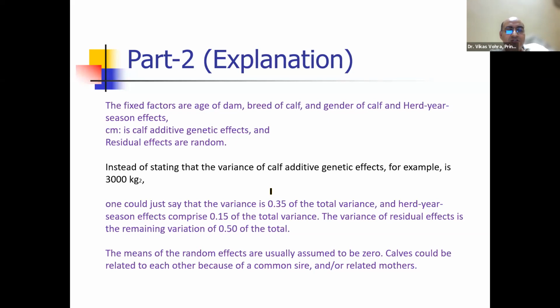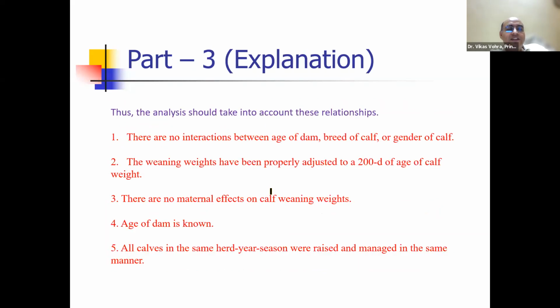This also means that the means of the random effects are usually assumed to be 0. That means if we take the residual, its mean is 0 and unit variance. And calves could have been related to each other because of a common sire or common dam, or mother. So that effect could be there. Now we look at the assumptions and see whether the conditions have been met or not. We assume here that there is no interaction between the age of the dam and the breed of the calf or the gender of the calf.